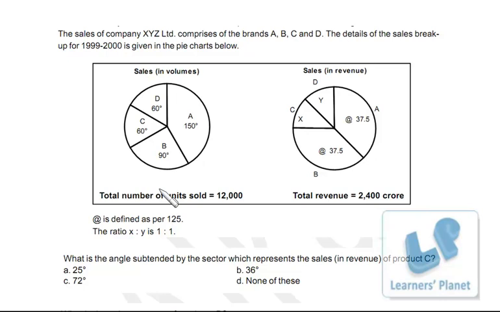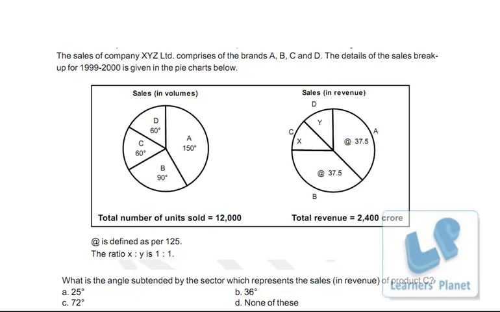Okay, and this "at the rate" is defined as per 125, right? Suppose this is at 37.5, that means from 125 it is 37.5, right? And the ratio of X and Y is 1:1, that means the area of X and Y is same, right? Area of A and B is same and area of X and Y is same, right? So let's take the first question.